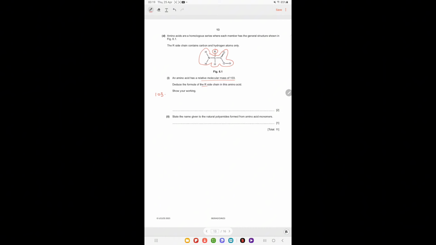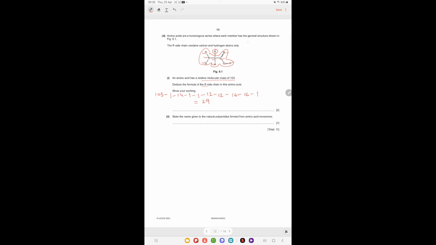So let's start. Minus this hydrogen 1, minus this nitrogen 14, then another hydrogen 1, minus another hydrogen 1, then carbon 12, minus oxygen 16, minus another oxygen 16, minus the last hydrogen 1. So it is going to be 29. So now we need to find out which alkyl radical has a mass of 29.